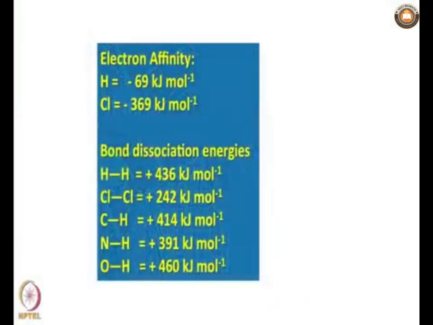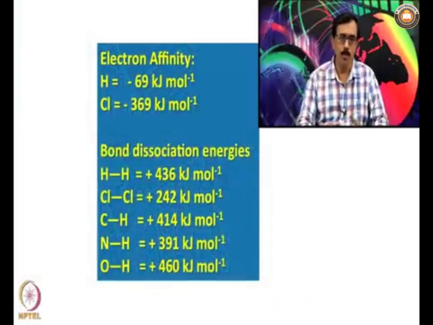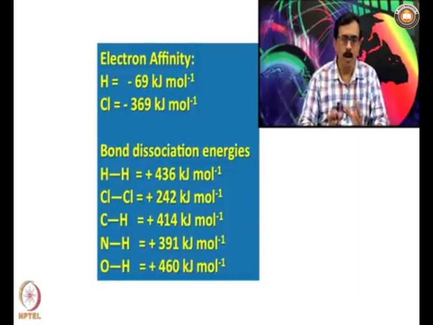Just for your information, I am showing some values of electron affinity and bond dissociation energies. You can see clearly the H-H bond dissociation energy, as I said, is 436 kilojoules per mole. Chlorine bond dissociation energy is 242 kilojoules per mole, and C-H bond dissociation energy is 414 kilojoules per mole. I am just comparing the diatomic molecules having a single bond, and the C-H bond energy comes very close to the hydrogen bond energy, about 414 kilojoules per mole.